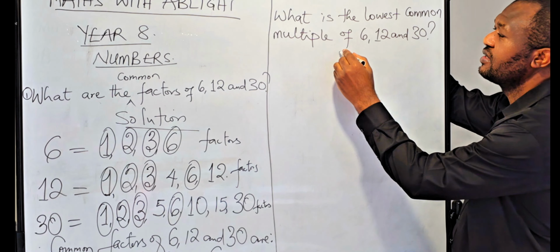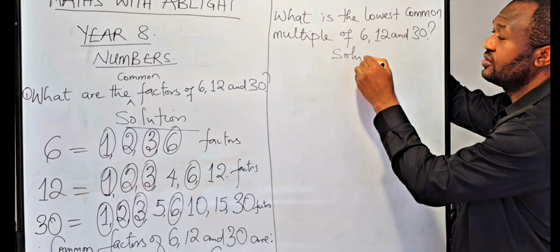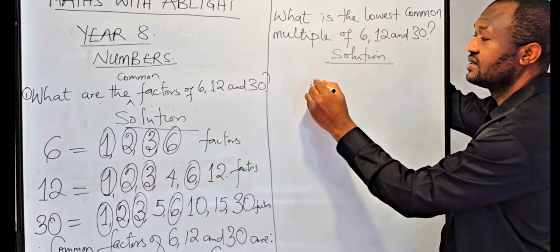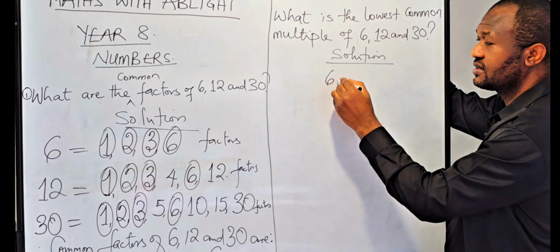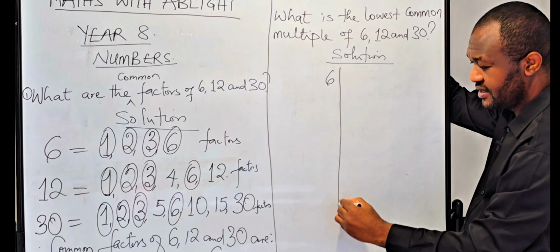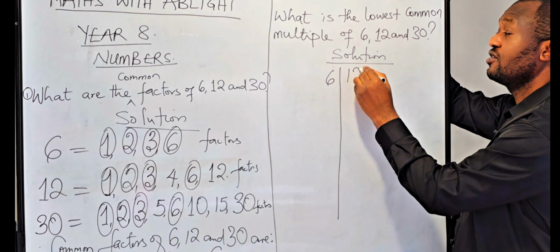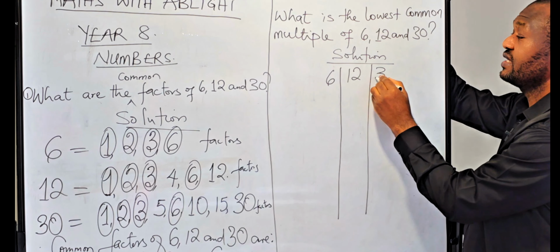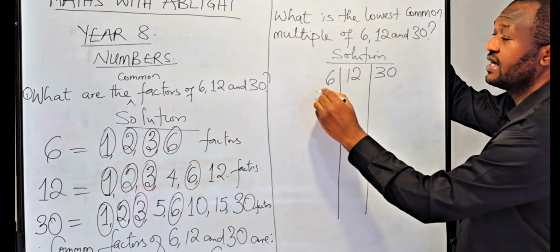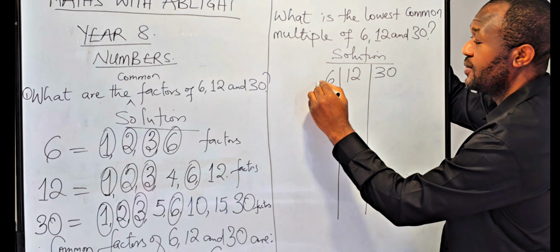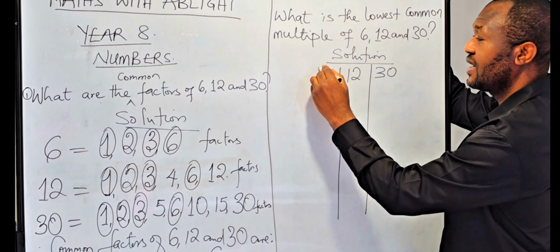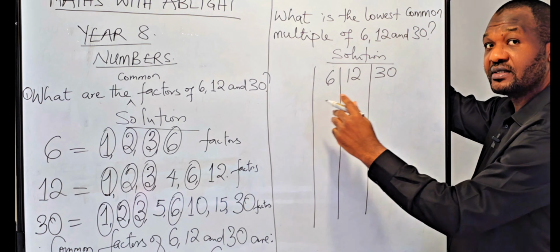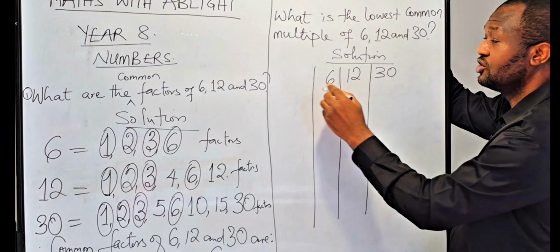Now, this is what I mean. In your solution, you are going to write 6, draw a line, 12, draw a line, 30, and leave it like that. Now, we are going to draw another line here. That line will be the numbers of factors I'll be dividing each of them by.